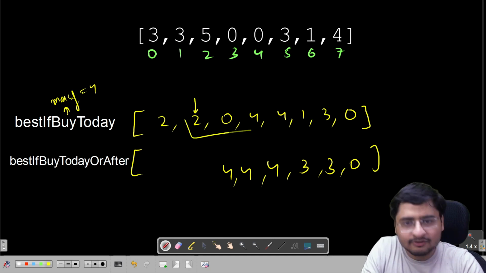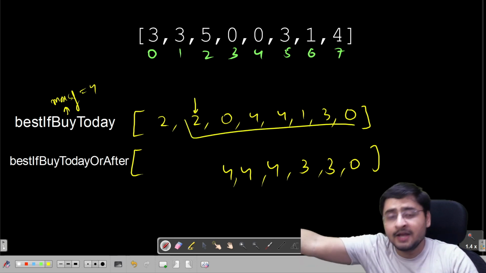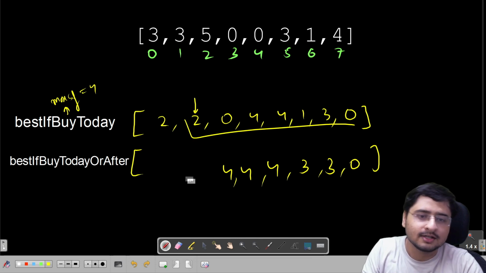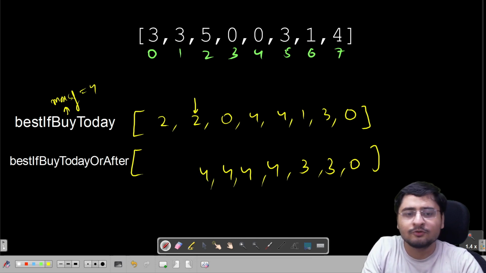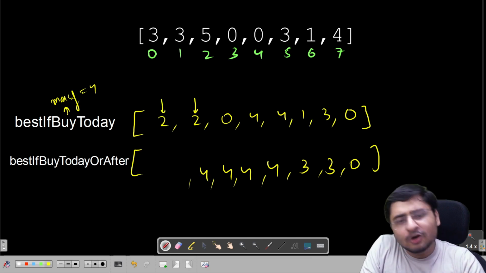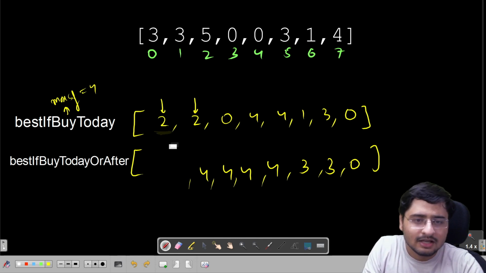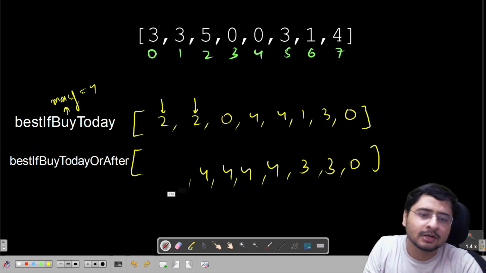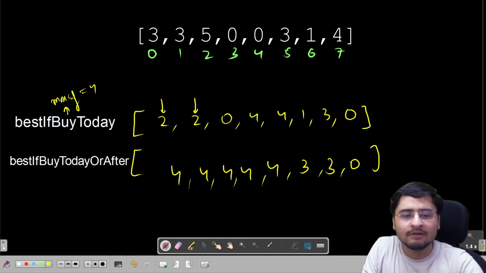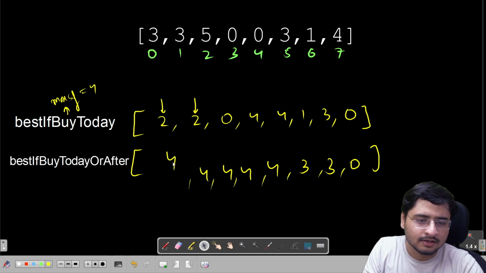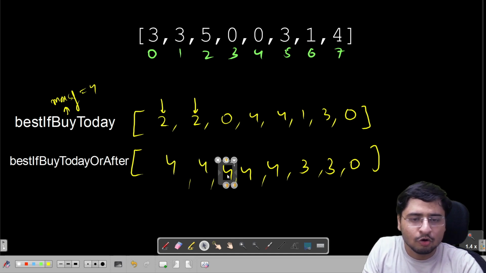Should I buy today or after today? If I buy after today, it's a good profit, so I will make 4. Buy today or after today? If I buy today, I'll be able to make a profit of 2. But if I buy somewhere after today, I'll be able to make a profit of 4. So buying in the future is a better option than buying today. I hope this particular area is also clear, right?